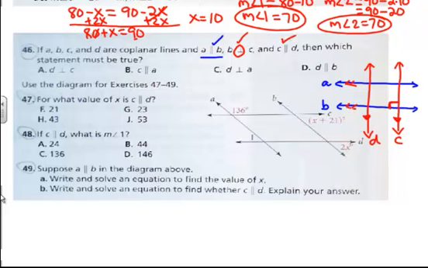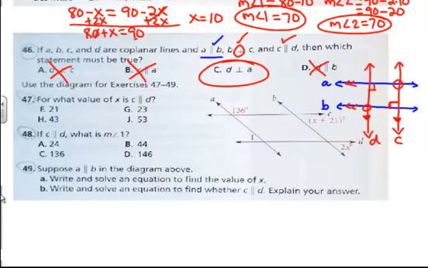Letter A, is D perpendicular to C? D perpendicular to C? No, they're parallel. Is C parallel to A? C parallel to A? No, they intersect right here. Is D perpendicular to A? Maybe. What's that mean? Is this a 90-degree angle? Perhaps. Let's find D. Letter D, is D parallel to B? No, they intersect right here. That's my answer. Those have to be perpendicular lines.